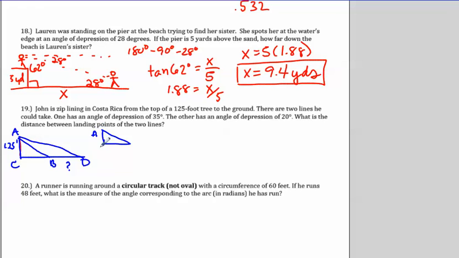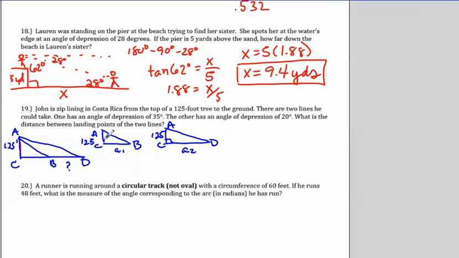Here's triangle ACB, and I still have 125 feet over here. And then I also want to draw triangle ACD, which also has 125 feet over here. And so I'll call this one little a1, and this will be little a2, because they're both opposite of angle A.